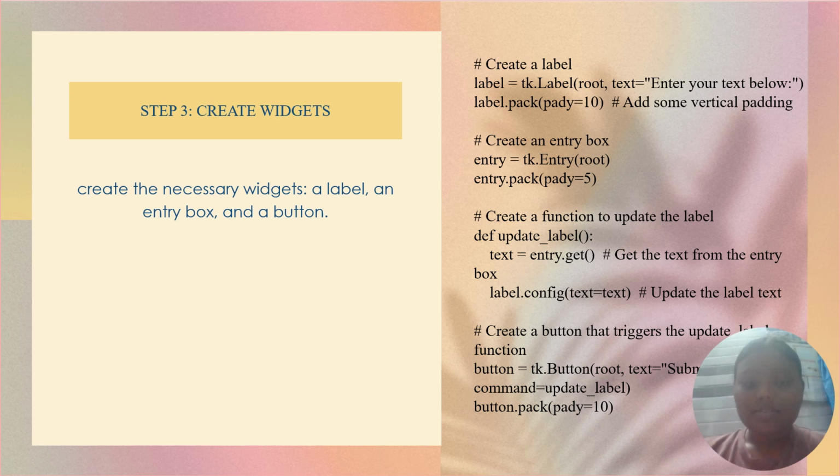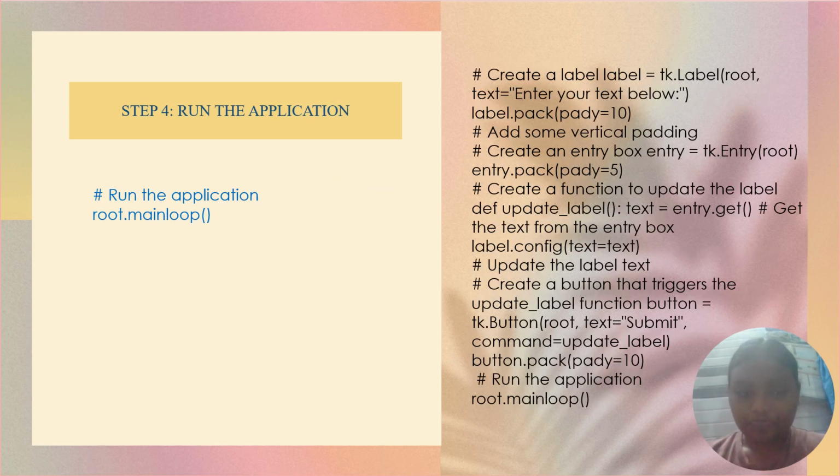Next, step 3 is to create the widgets. Creating the necessary widgets: a label, an entry box, and a button. First of all, we have to create a label. The label is the main thing while creating the window. Then create the entry box, whatever entry you're giving, and create a function to update the label. If you want to update the label after implementing, you can update using this. And create the button that triggers the update function.